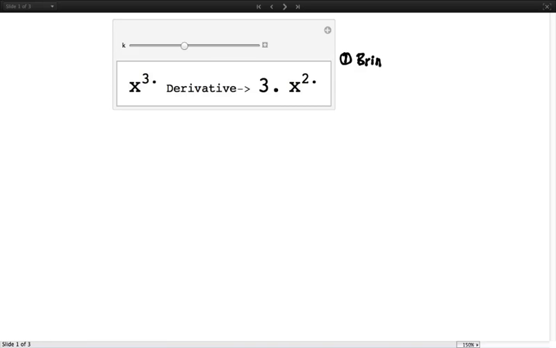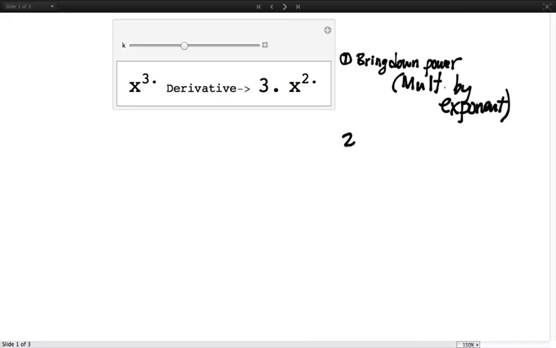Okay. So you bring down the power. In other words, what are we doing with that exponent? Right. So you're multiplying by the power, by the exponent, is the first step. And then the second step is to decrease the exponent by 1. And that's how you take a derivative.